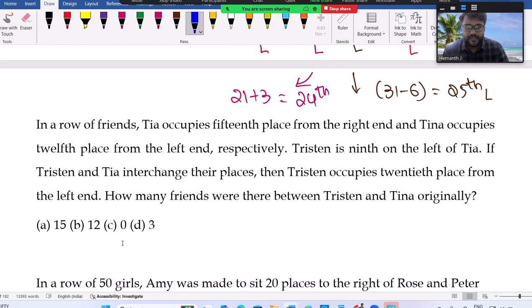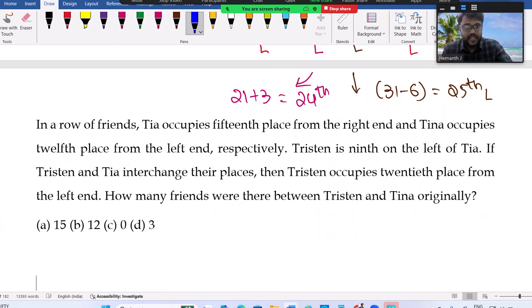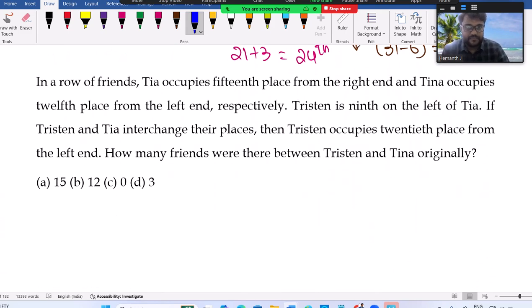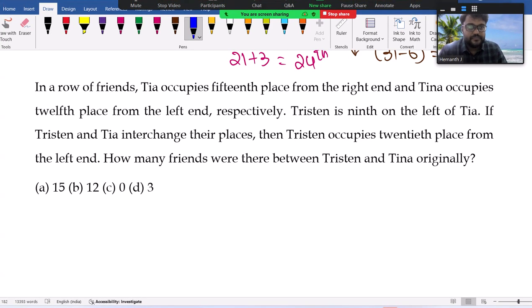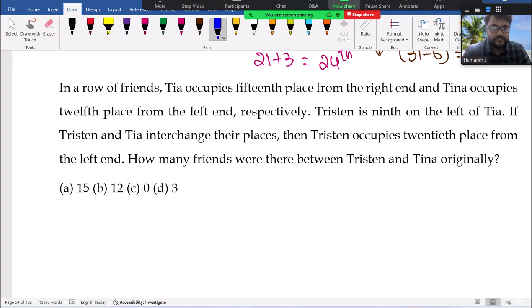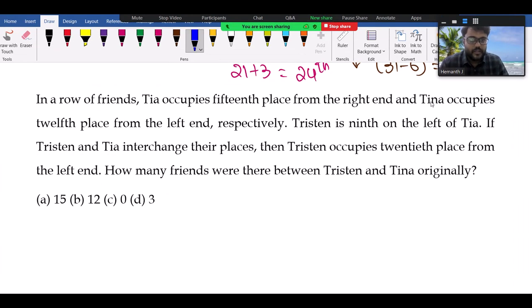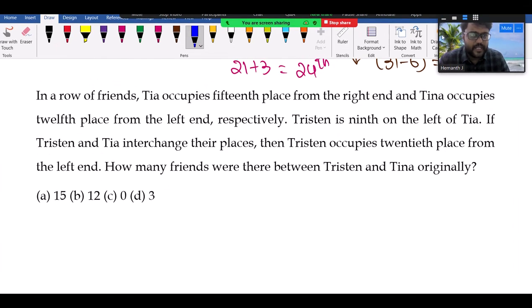Okay. Now see the next question. This is also a good question actually. Interchanging their places. Tia occupies 15th place from the right hand.